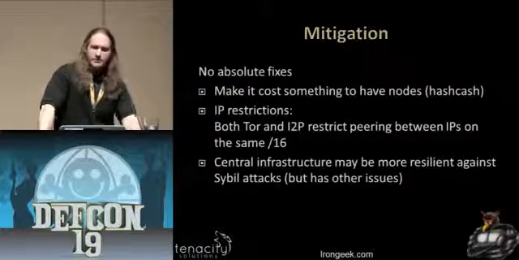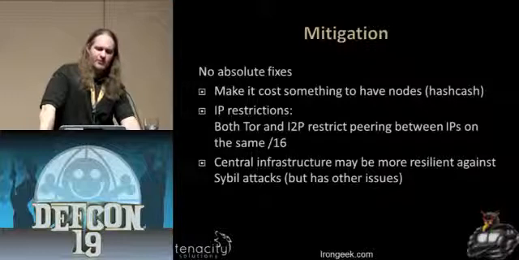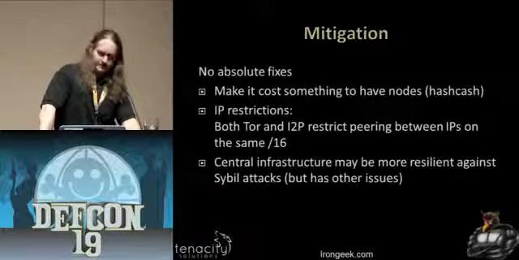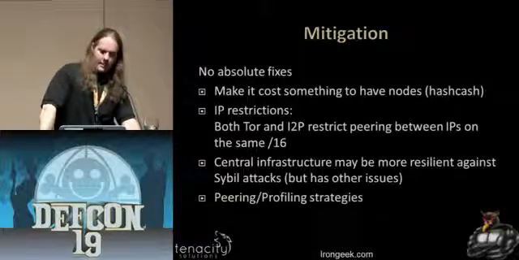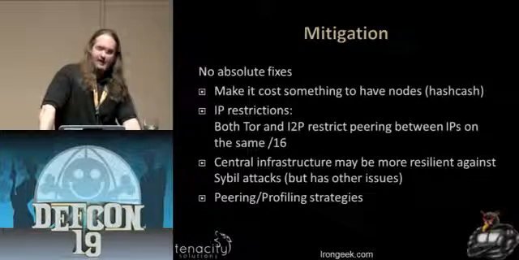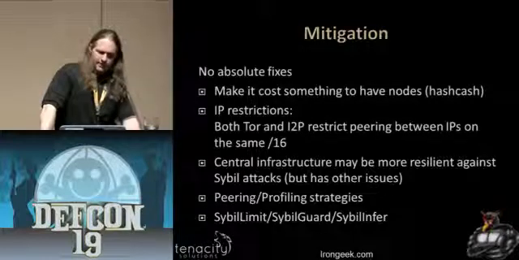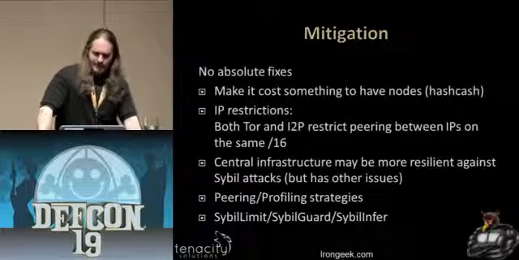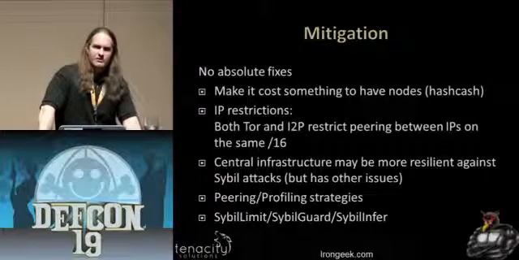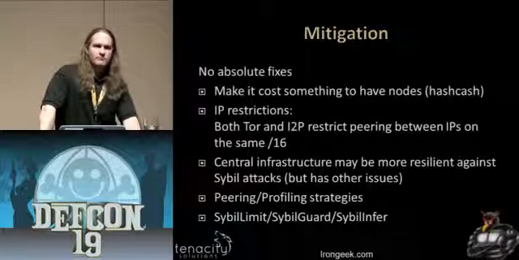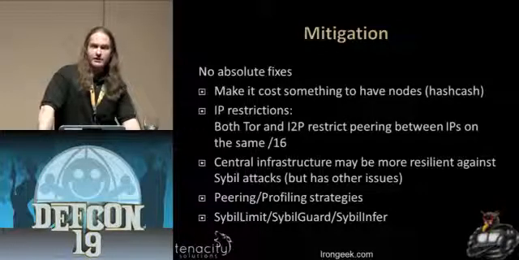Also, central infrastructure may be somewhat more resilient to Sybil attacks, though, as I discussed earlier, it has its own issues. And hopefully, better peering and profiling strategies might help to be able to spot bad actors in a network. There's also been some ideas put forth like Sybil Limit, Sybil Guard, and Sybil Identifier, which try to rely on real-life social networks to decide whether or not, as I understand it, you should peer with somebody.